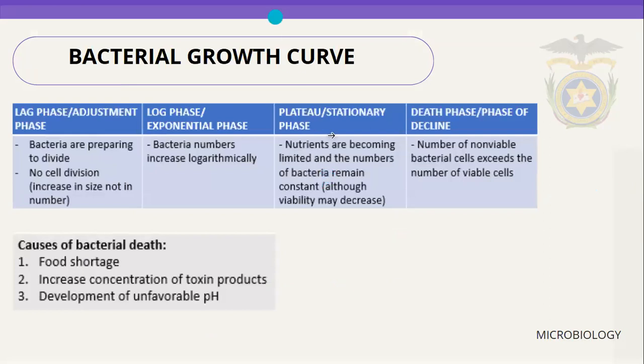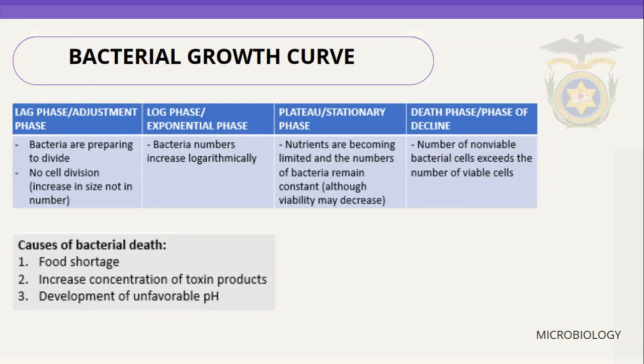Next, we have the bacterial growth curve. First, we should learn how bacteria multiply or evolve in our body. The first phase is the lag phase or the adjustment phase. In this phase, bacteria are preparing to divide, and there is no cell division, but the bacteria increase in size and not in number. Our next phase is the log phase or the exponential phase, wherein the bacterial numbers increase logarithmically.